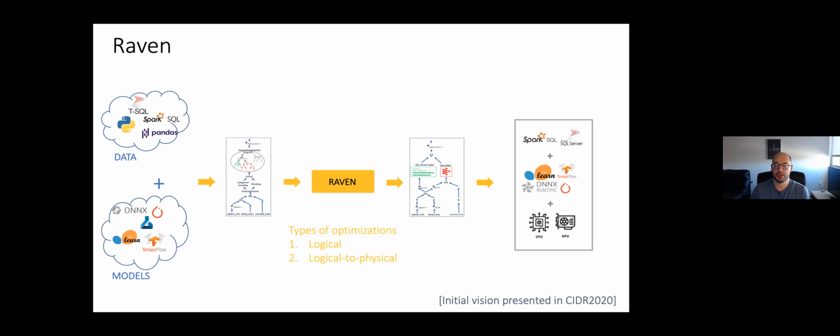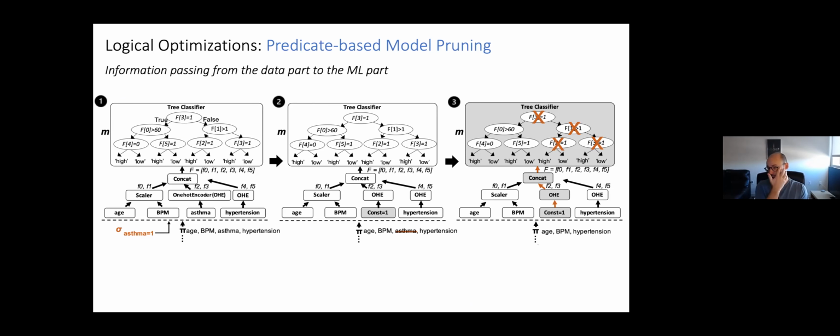There are two main types of optimizations that I will be talking about. Logical optimizations, I'm saying it in a database fashion, and then logical to physical optimizations. Let's take a look. I will present two logical optimizations. The first one is the predicate-based model pruning.